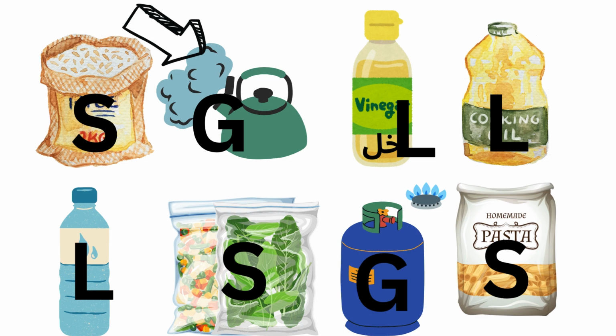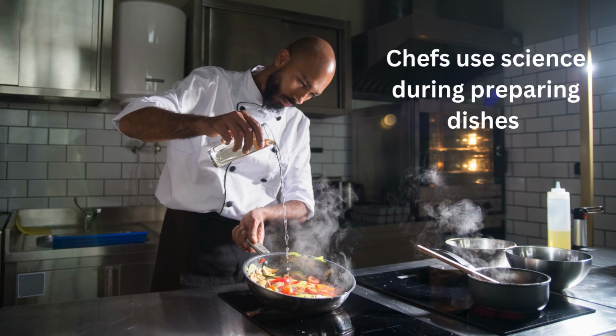Yes, as you see here, this is the answer. Well done, primary 5 students. Here we have information that you should know: chefs use science while preparing dishes. Yes, because they are dealing with these ingredients that you sorted as solid, liquid, and gas. So they use science while preparing dishes.